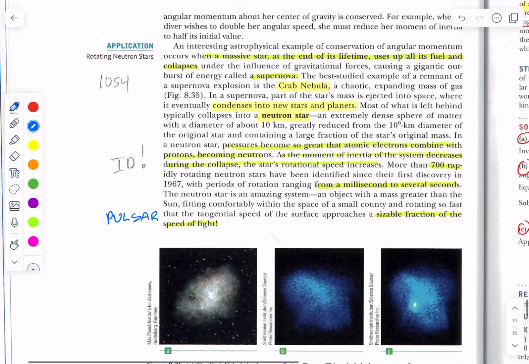Here's one in astrophysics, and this has to do with the Crab Nebula. There's a picture of the Crab Nebula now in the science hallway here at the school.